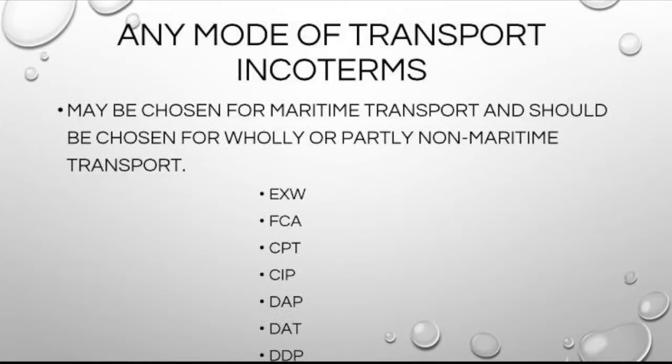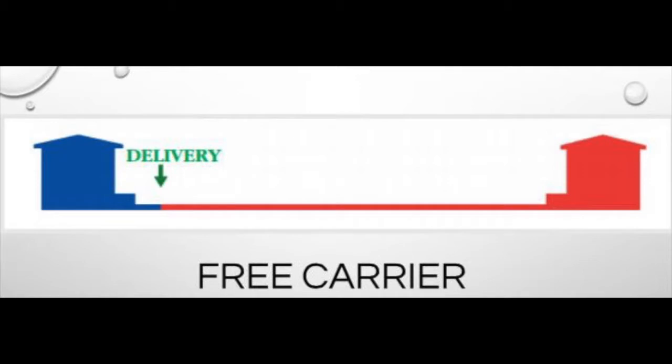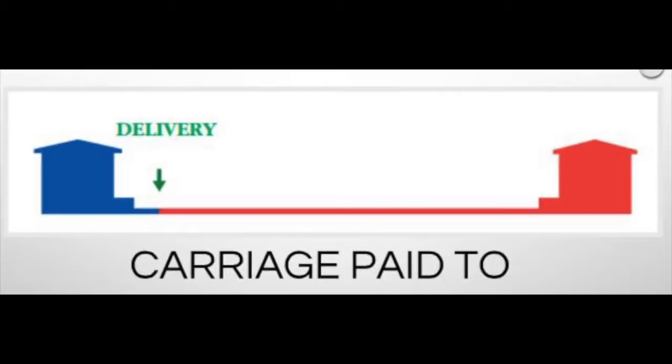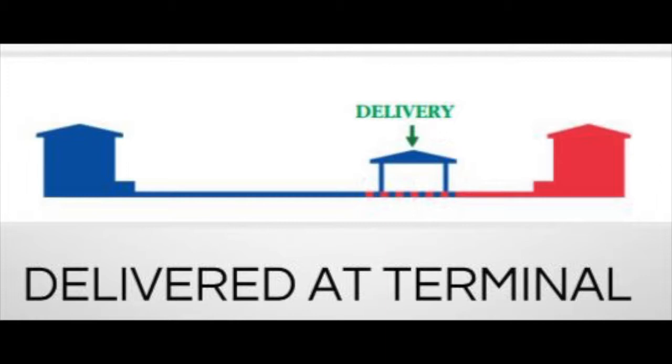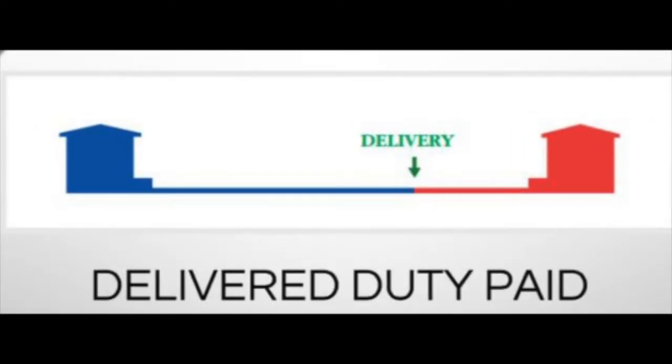There are two main groups of Incoterms: the any mode of transport group, which are ex-works, free carrier, carriage paid to, delivered at terminal, delivered at place, and delivered duty paid.